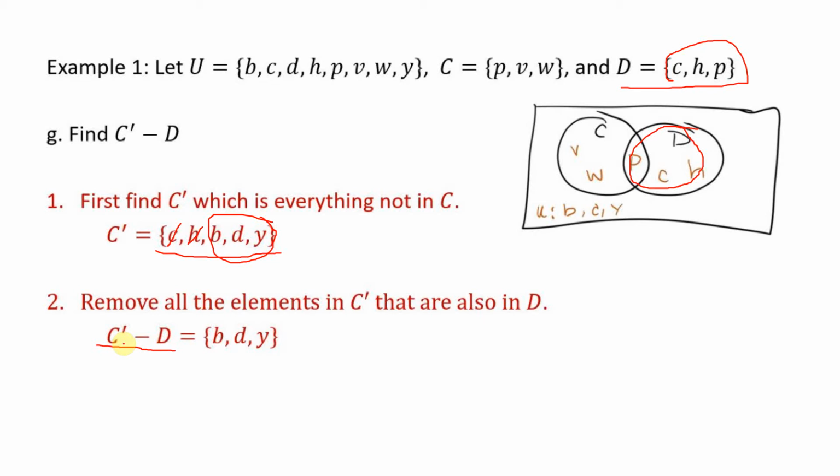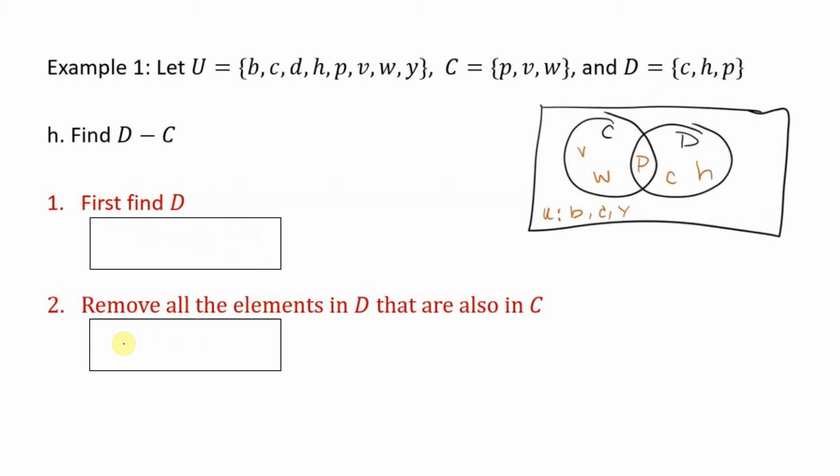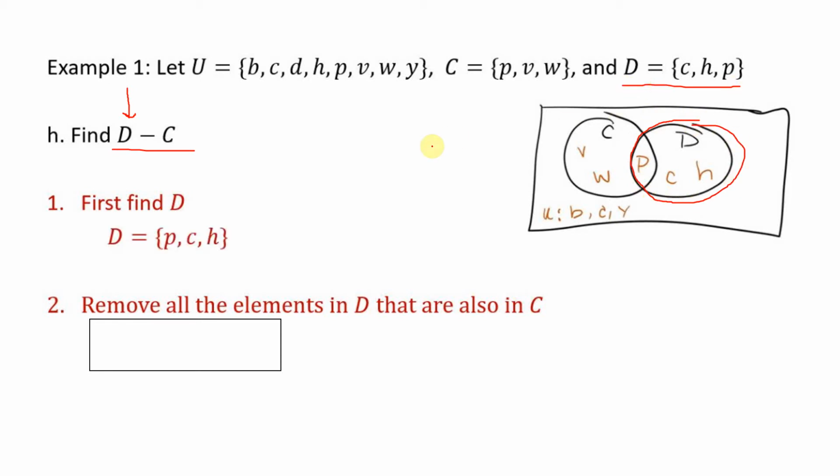So again, we did have to find C complement first. Now for part H, there's no complements, just super simple. We have to subtract C from D. And yes, it's different than D minus C, so be very careful. You always start with the first one. So I'm going to go ahead and write down D. You could just come to the picture, or you could go to the original problem. D is PCH, which again is the same thing as CHP. We don't care about the order.